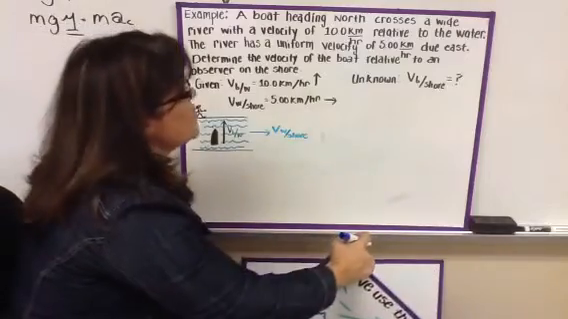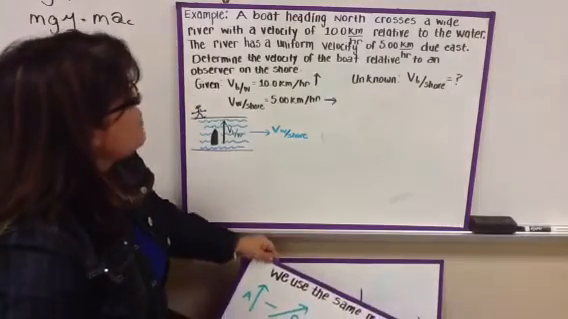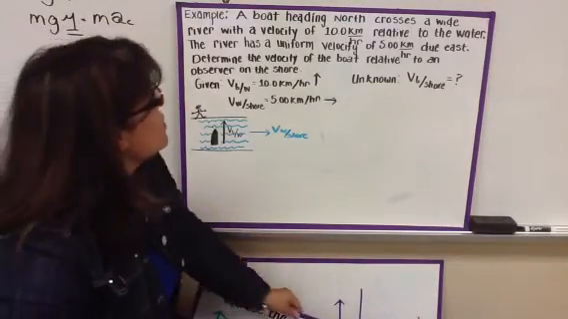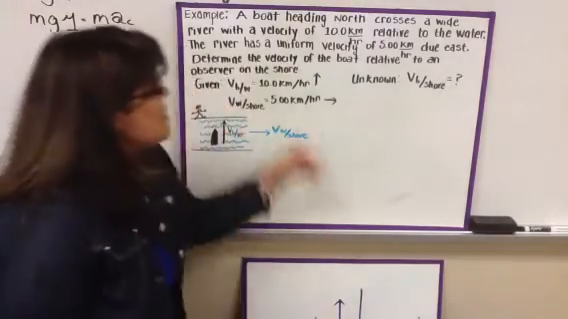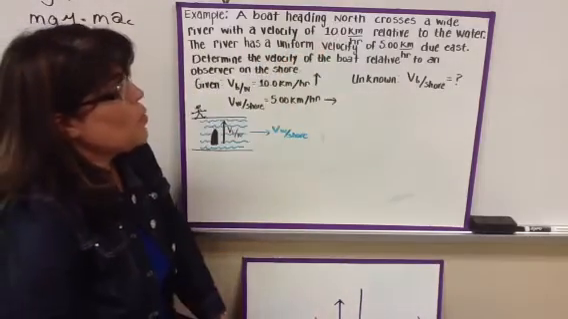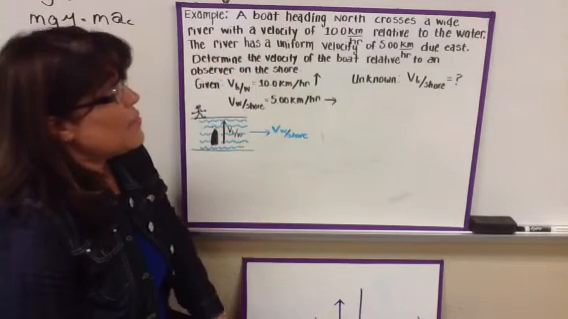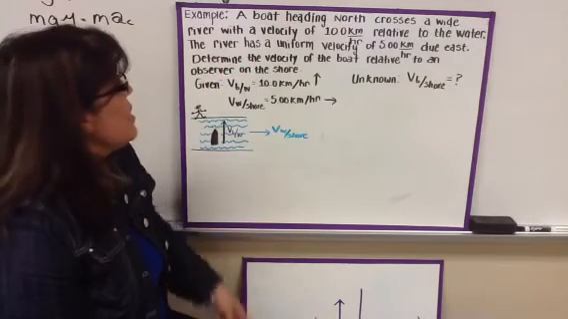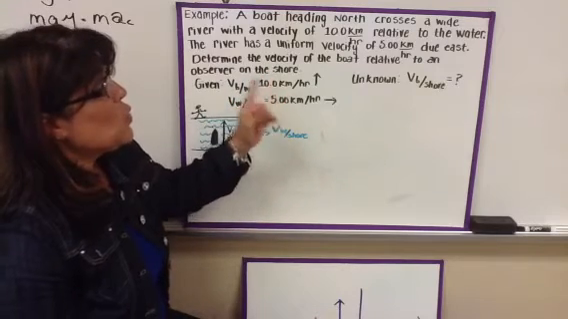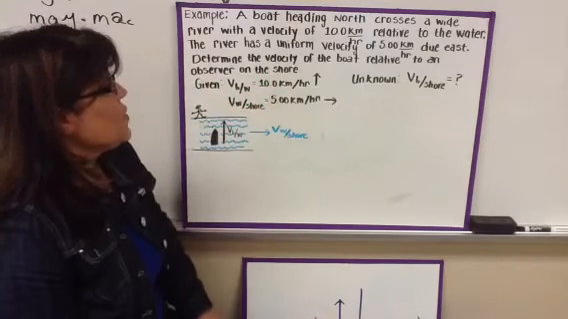Okay, so here's an example with this. I have a boat that's heading north. It crosses a wide river with a velocity of 10 kilometers per hour relative to the water. The river has a uniform velocity of 5 kilometers per hour due east. Determine the velocity of the boat relative to an observer on the shore.